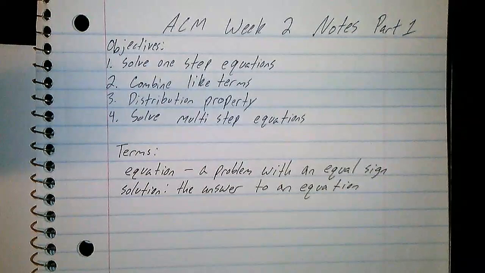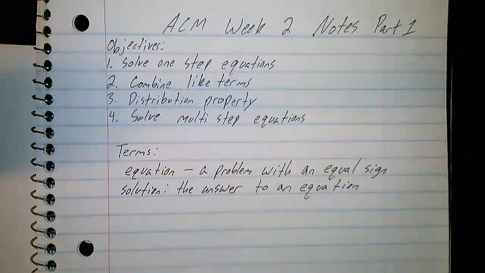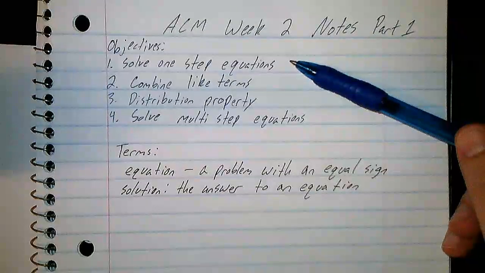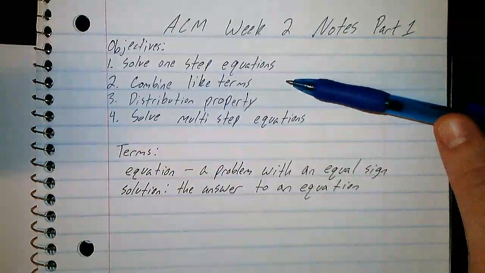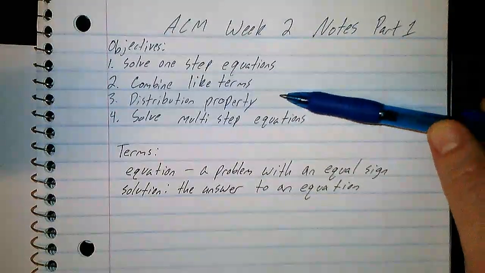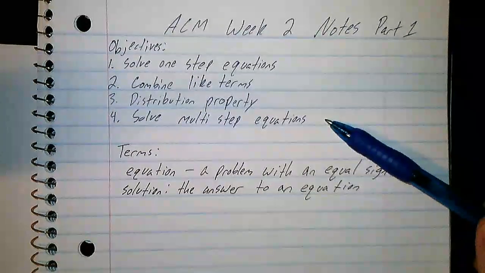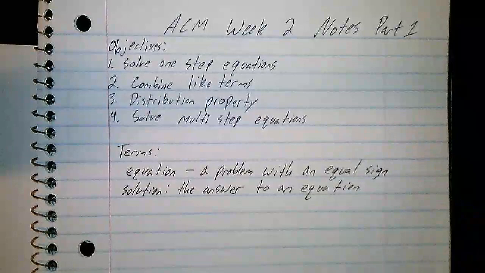All right, let's talk about how we solve one and two step equations for our second week here in ACM. We're going to talk about solving one step equations. We're going to talk about combining like terms and the distribution property. And then we'll look at examples of solving multi step equations.